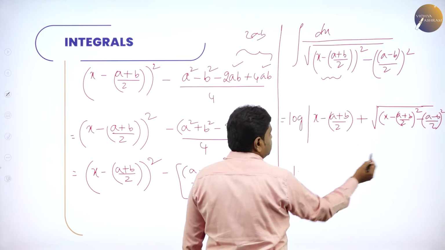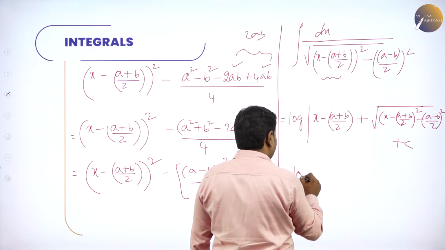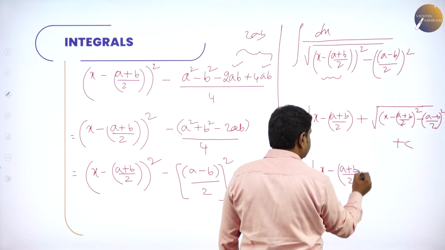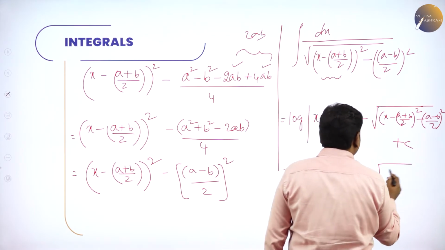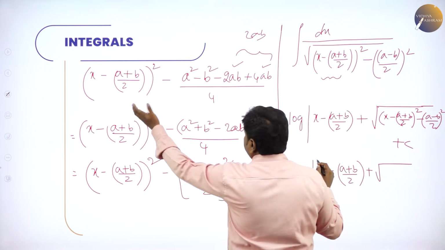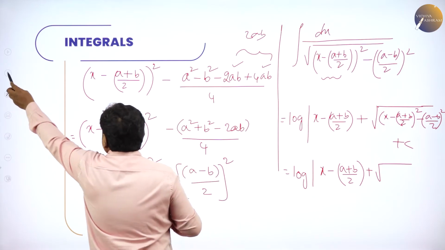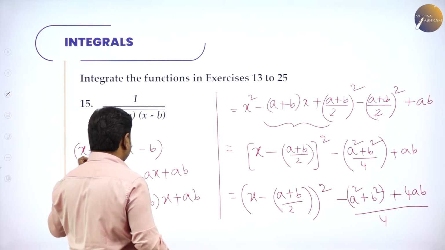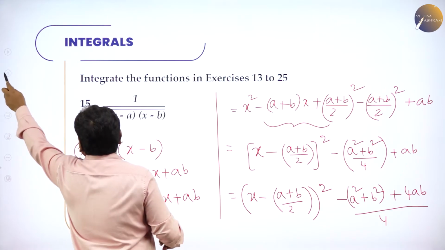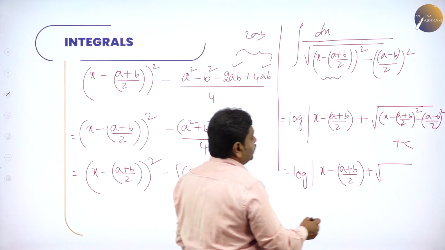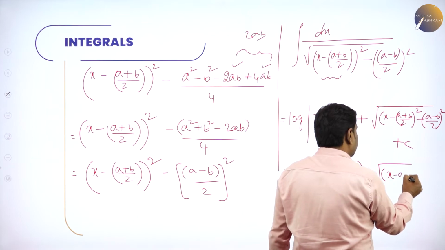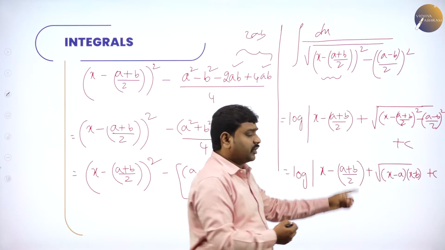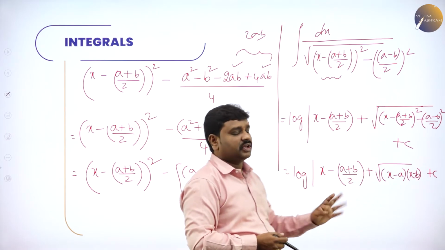So log plus c, that is log of mod of x minus a plus b by 2 plus root of, if you simplify, what is the quadratic equation you will get? It will become x minus a into x minus b, plus c, or you can write it in quadratic equation form: x square minus a plus b x plus ab.